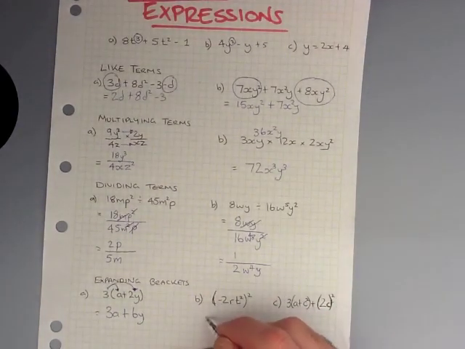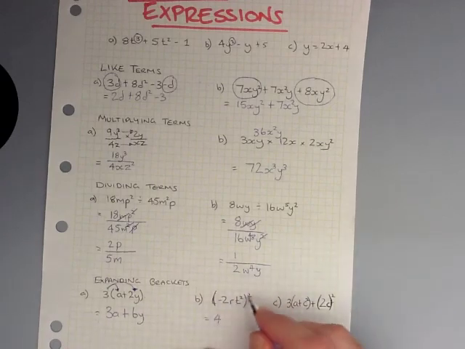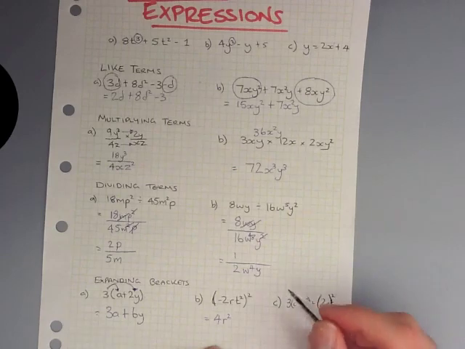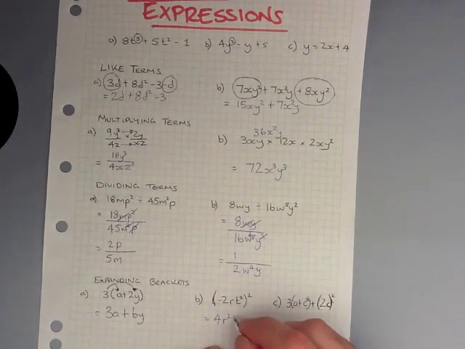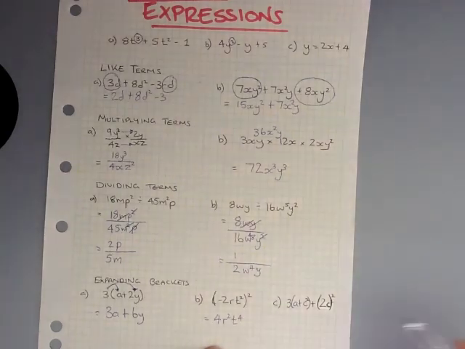Minus 2 squared, well, minus 2 times minus 2 is 4. r squared, so r times r is r squared. t squared, so t squared times t squared equals t to the power of 4.